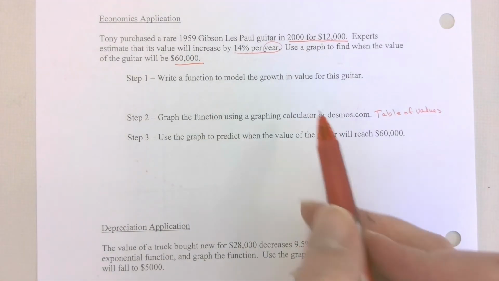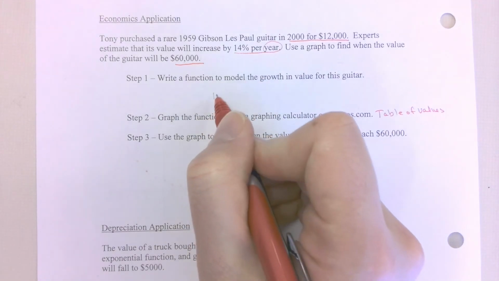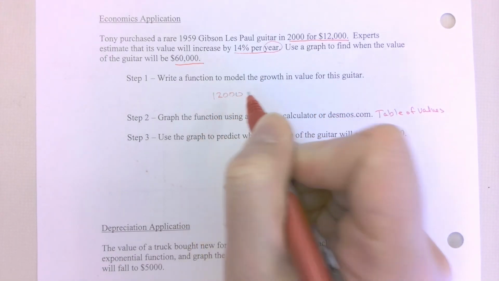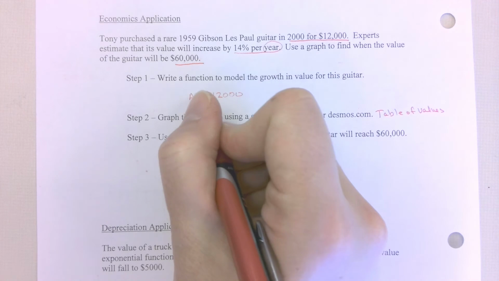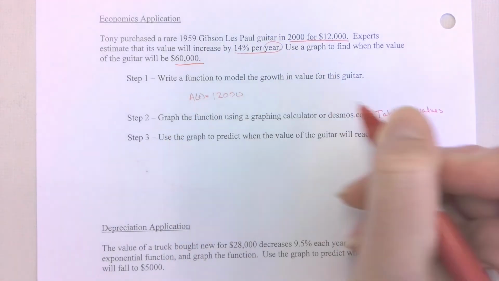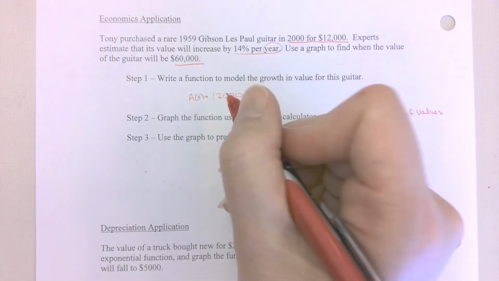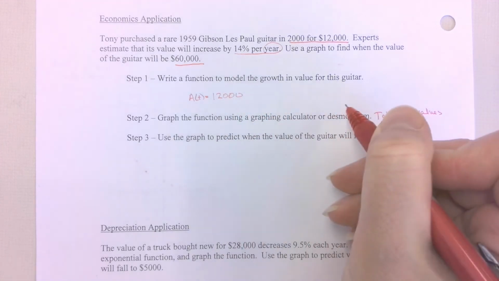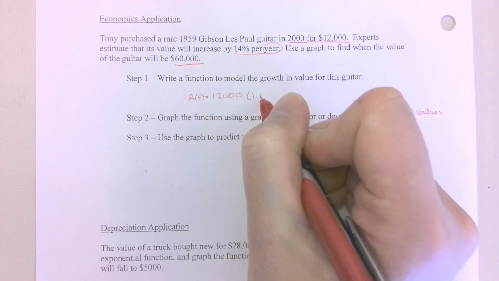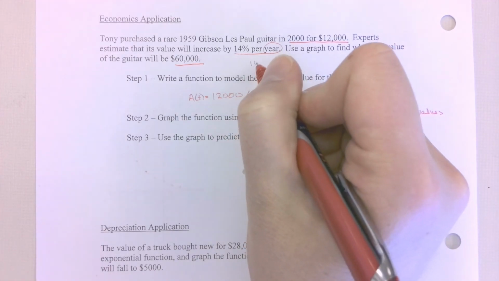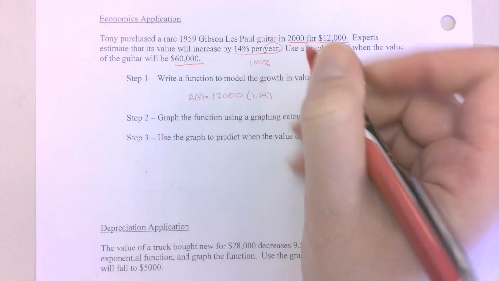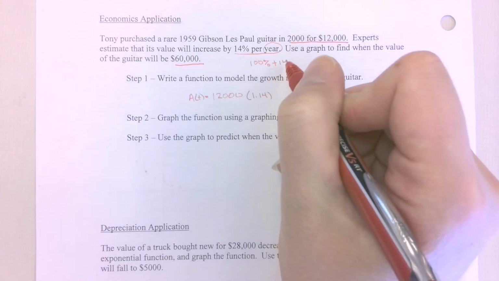So we're going to go ahead and set up our function. We have an initial amount of $12,000, and we want to have this amount over time. So the value over time is going to be $12,000, and our multiplier is going to be 1.14. Again, that comes from 100% value of the guitar plus another 14%.